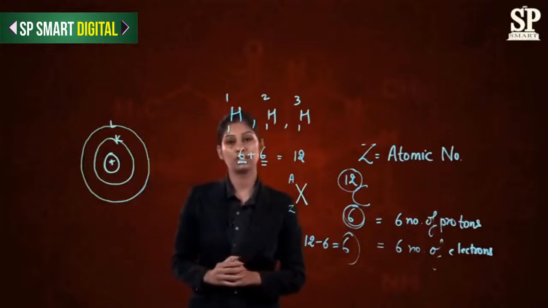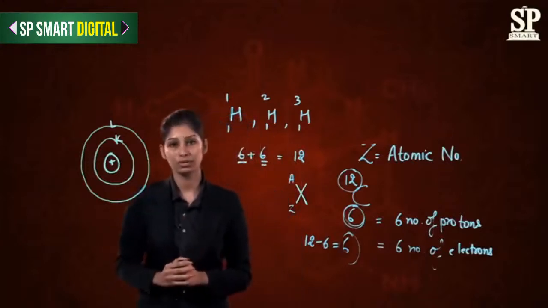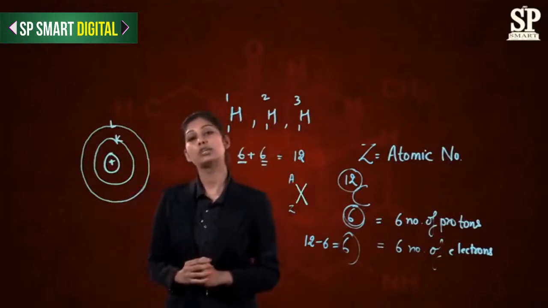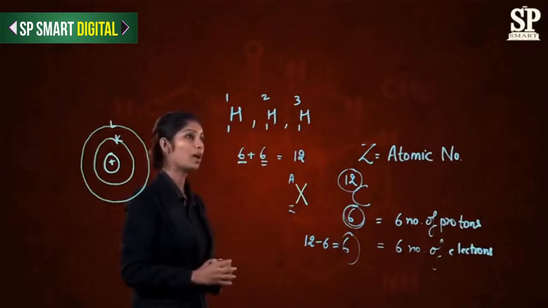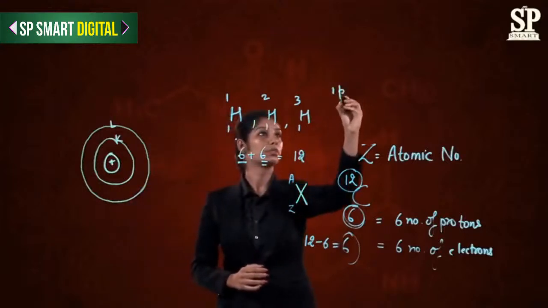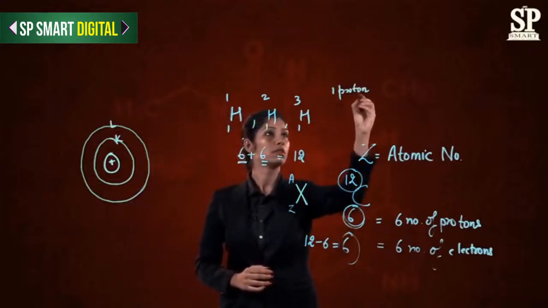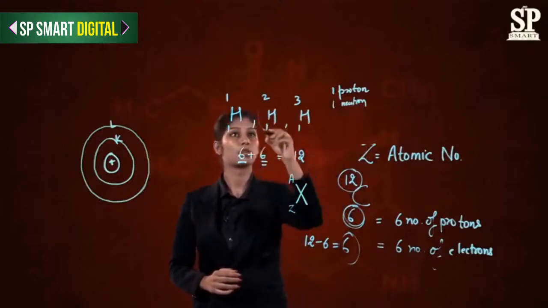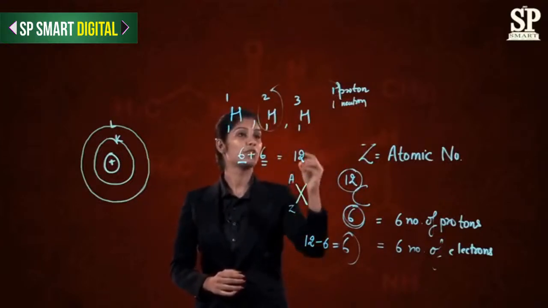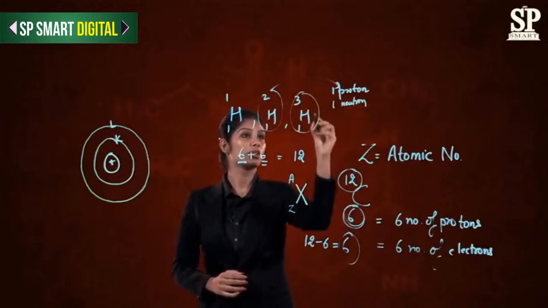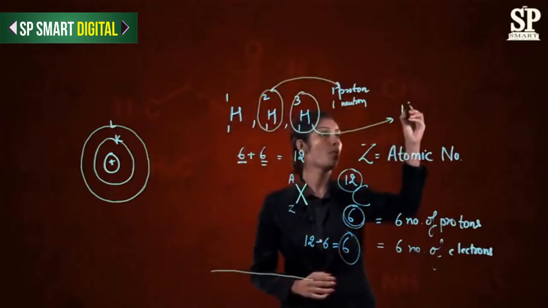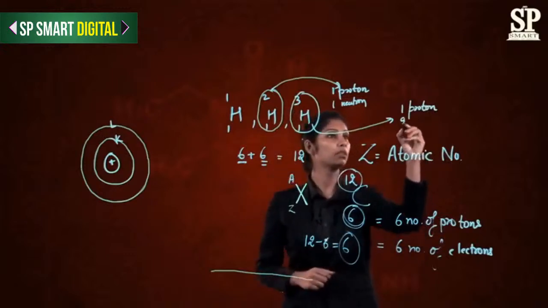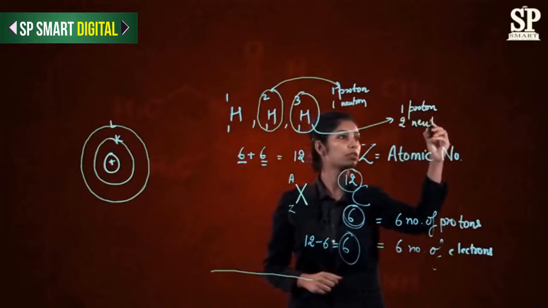Now this hydrogen atom has 1 proton and 0 neutron. This hydrogen atom or isotope has 1 proton and 1 neutron. Whereas this atom has 1 proton and 3 minus 1, 2 neutrons.